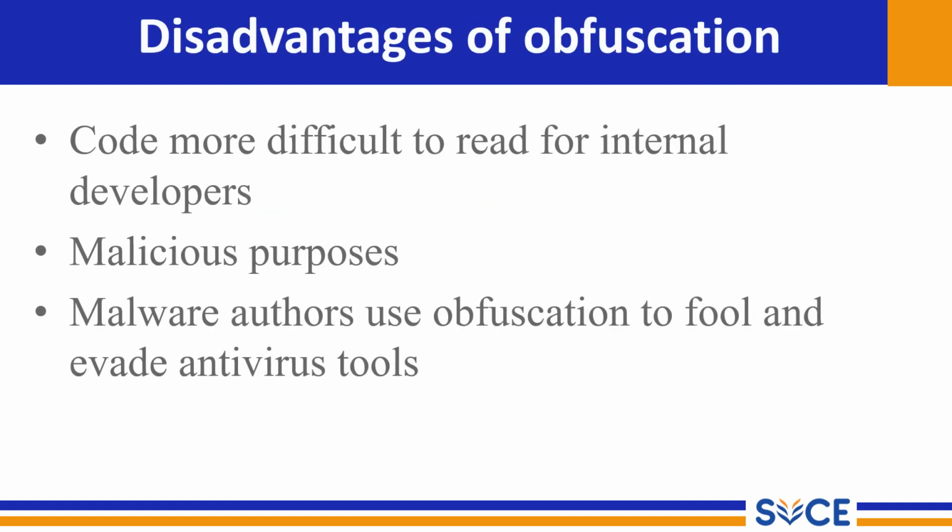is the disadvantages or drawbacks of obfuscation. One of the main drawbacks is that code is more difficult to read for internal developers. For example, code that uses the string encryption obfuscation method requires decryption of the strings at runtime, which slows the performance. Okay, another drawback is that it can also be used for malicious purposes. One example is to initiate malware and virus attacks.